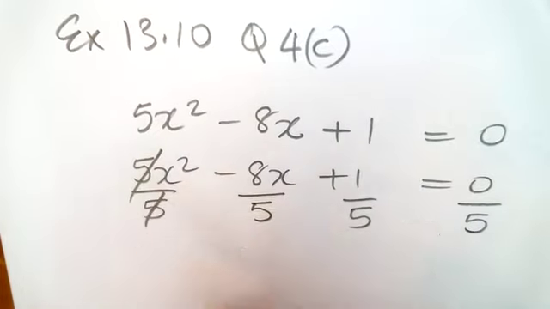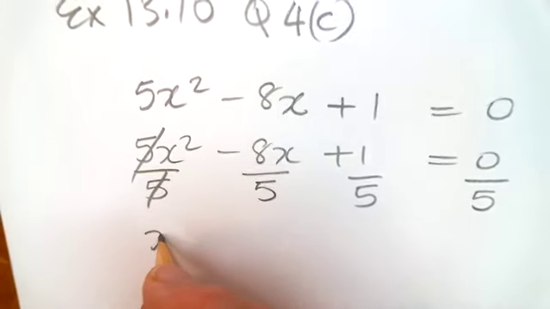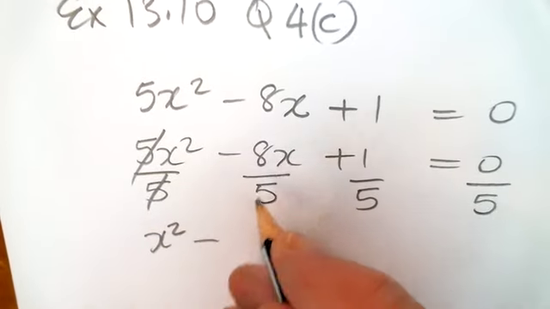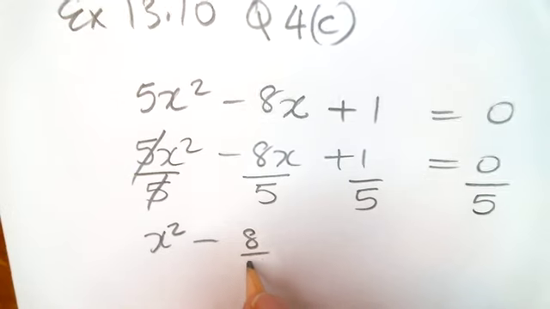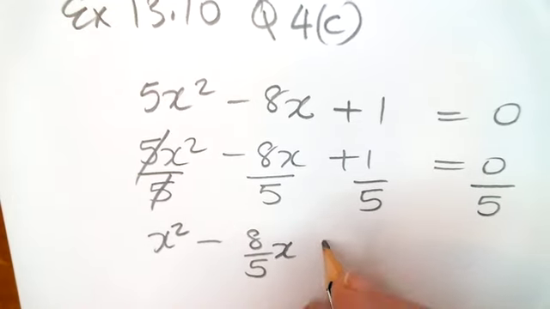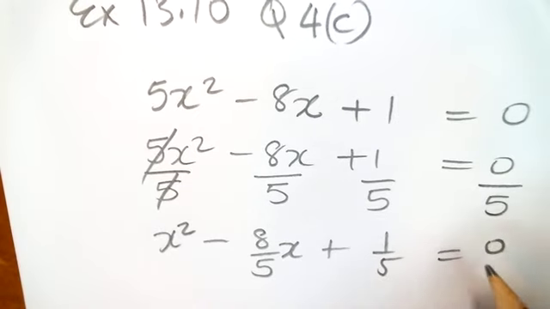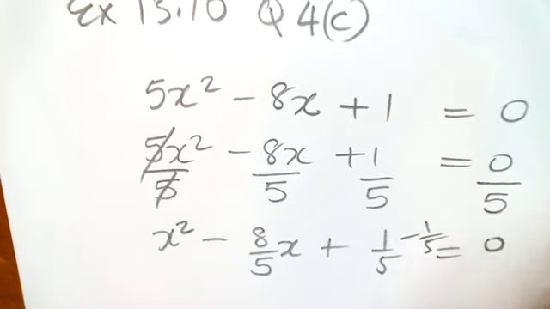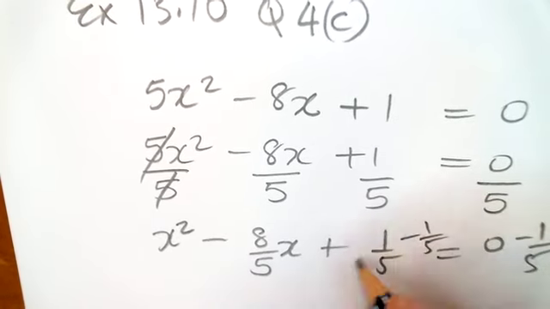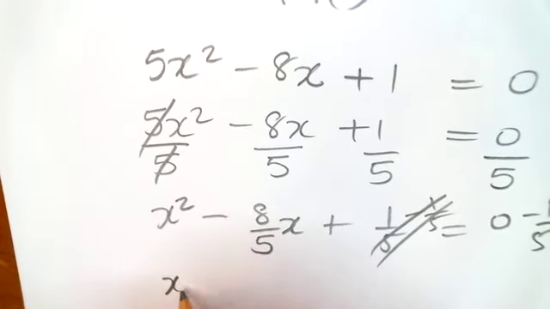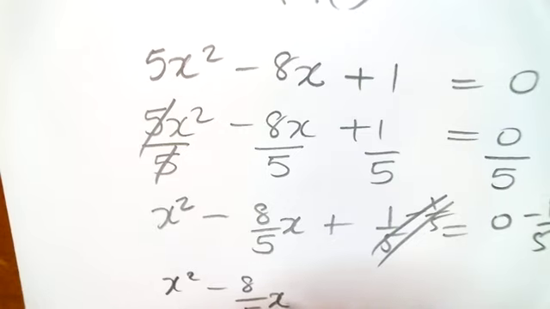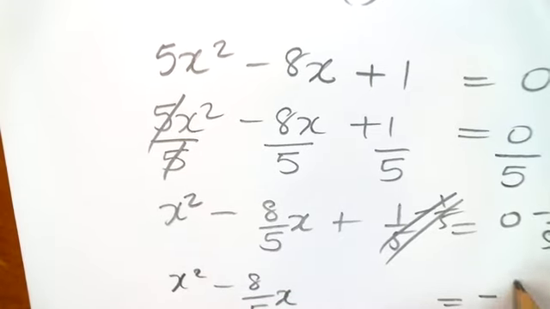So 5 divided by 5, anything divided by itself is 1, leaving me with an x squared minus, well, I can't get rid of the 8 on 5. That's going to remain. Plus 1/5 is equal to 0. So I'm going to subtract a fifth from both sides. Subtract 1/5. There it is. So that leaves me now with an x squared minus 8 on 5x, and over the other side, I've got negative 1/5.